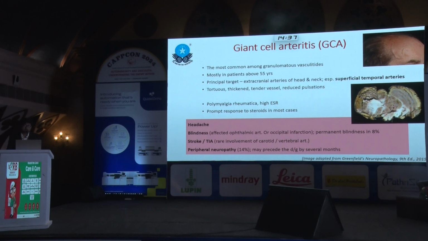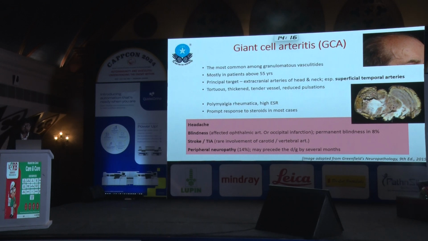GCA is commonly associated with polymyalgia rheumatica and high ESR, and patients usually respond promptly to steroids in most cases. The common presentation is headache followed by blindness due to affected ophthalmic artery or occipital infarct, which can be secondary to embolization from a thrombosed vertebral artery.